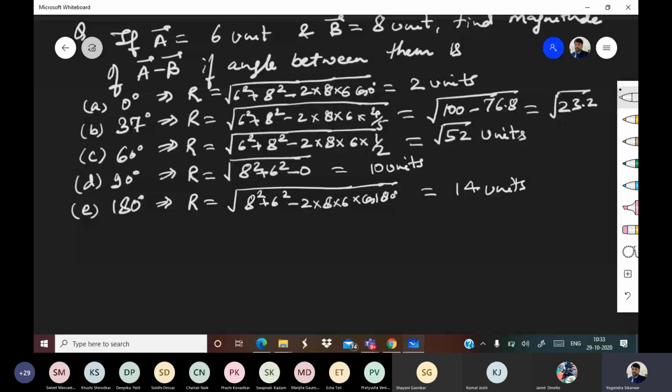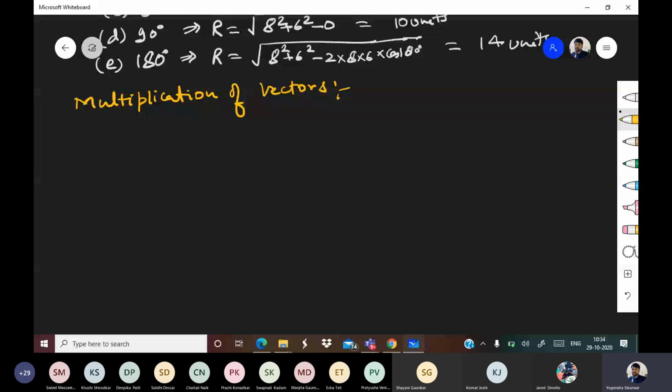Multiplication of vectors. There are two things which can happen. You can multiply a vector with another vector, or you can multiply a vector with a scalar. So we are talking about the first thing, multiplication of a vector with a scalar.